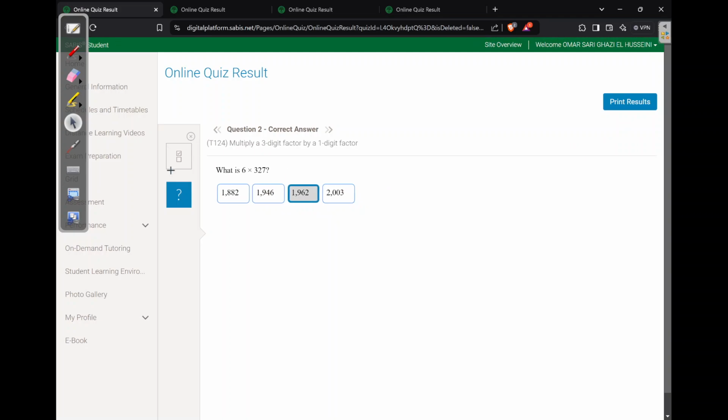Question 2. 327 times 6. 6 times 7 equals 42. 4 up. 6 times 2 equals 12. We add that 4 equals 16. And now the 1 goes up. 6 times 3 equals 18. And now we add that 1 equals 19. It says 1,962.